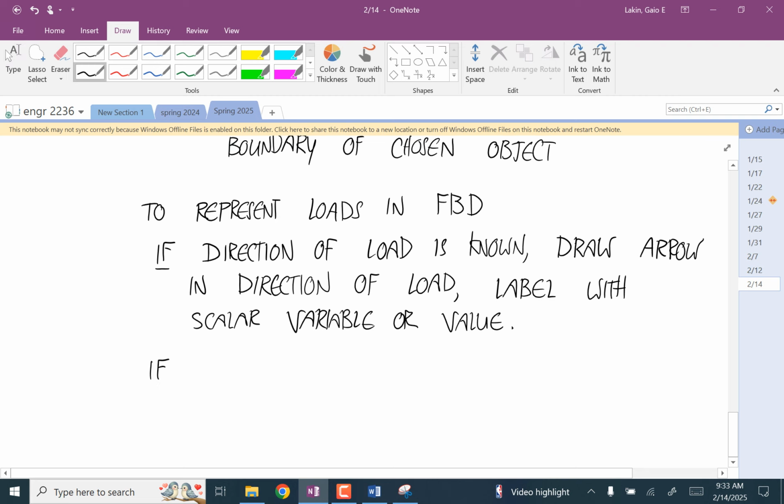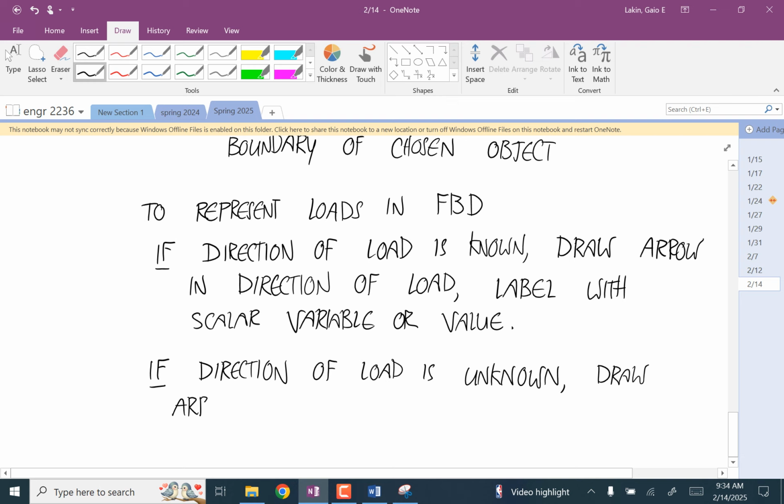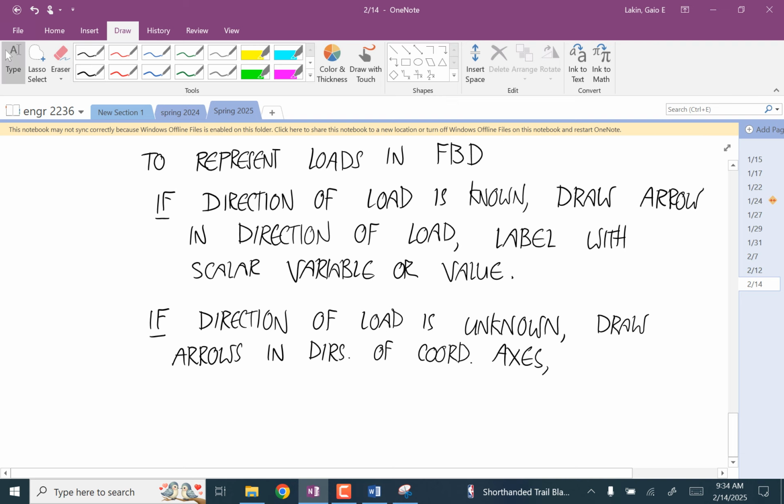If the direction of the load is unknown, draw arrows in the direction of the coordinate axes, and label it with a vector or a vector variable.